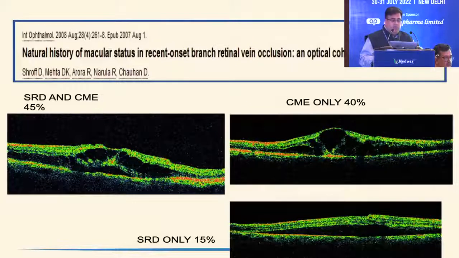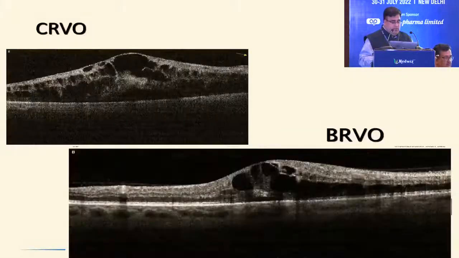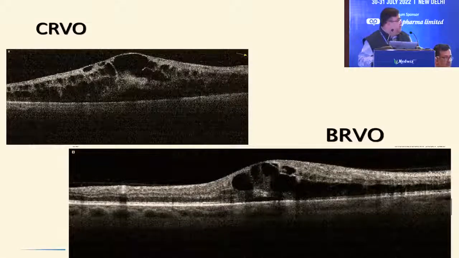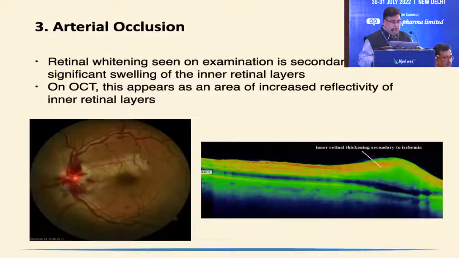This is one of our publications where we describe different patterns on OCT in these vein occlusion cases. A CRVO shows a more diffuse kind of edema, a BRVO shows a more differential edema, wherein the retinal vein which is blocked is showing edema and the other half is showing a normal retina. An arterial occlusion shows as thickened neurosensory inner layers of the retina.